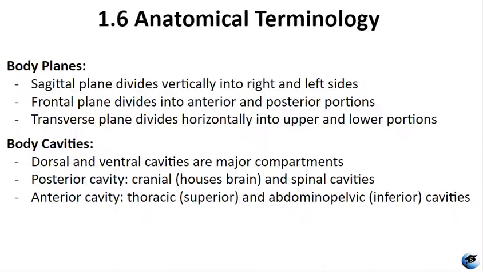Body planes aid in understanding the different anatomical sections. These include sagittal, which divides the body vertically, frontal, which divides the body into anterior and posterior, and then transverse, which divides the body horizontally. Major body compartments, the dorsal and ventral cavities, house internal organs and maintain organization. Posterior cavities include the cranial and spinal cavities. Anterior cavities include the thoracic and abdominopelvic cavities.